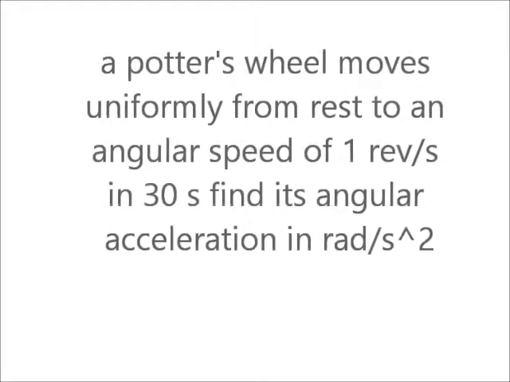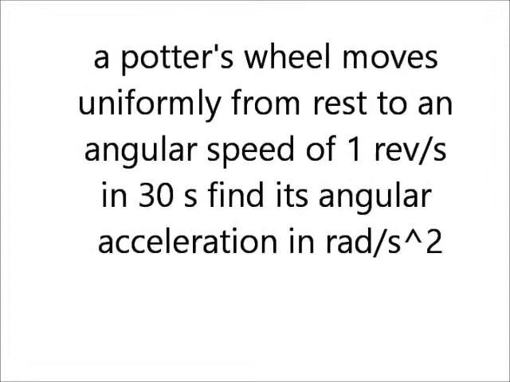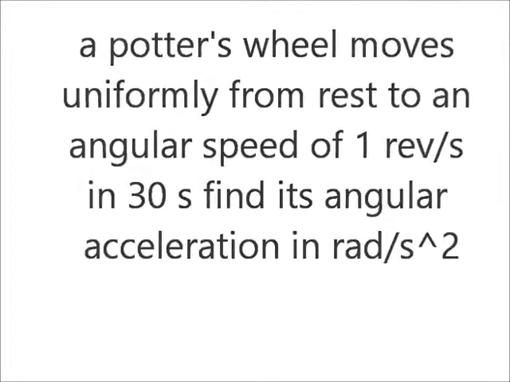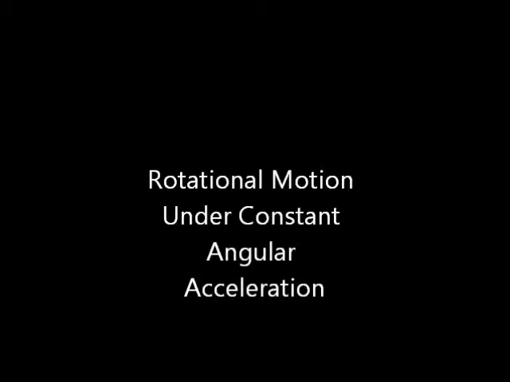Now let's do a practice problem. A potter's wheel moves uniformly from rest to an angular speed of 1 revolution per second in 30 seconds. Find its angular acceleration in radians per second squared. To solve this problem, you must use the equation alpha equals change in omega over change in time, and plug in 1 revolution per second for omega and 30 seconds for change in time. Then you must solve and multiply by 2 pi to convert it into radians per second squared.